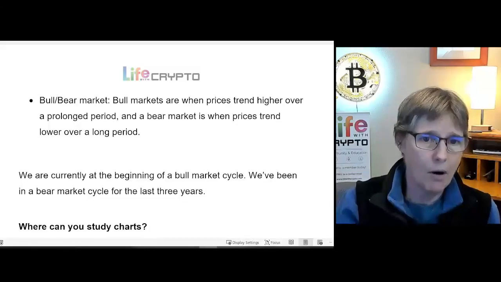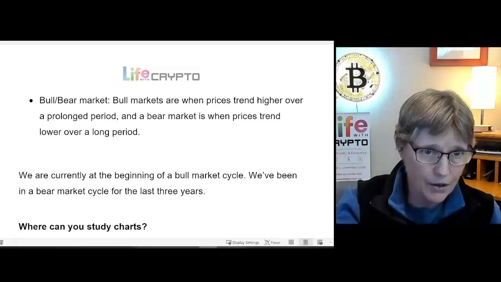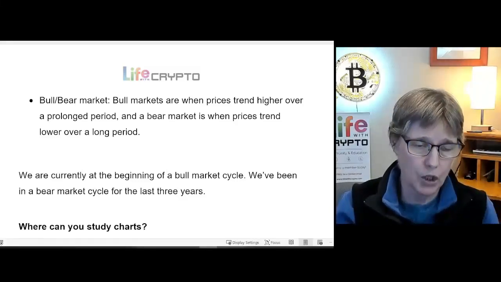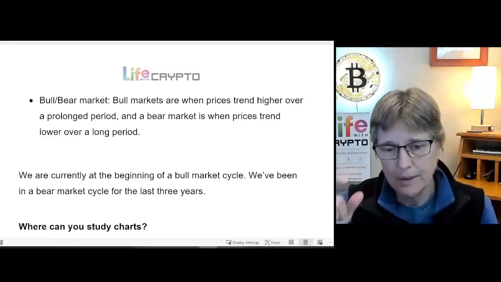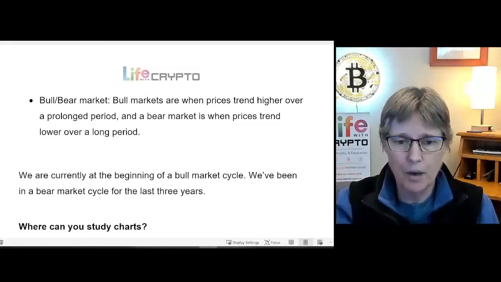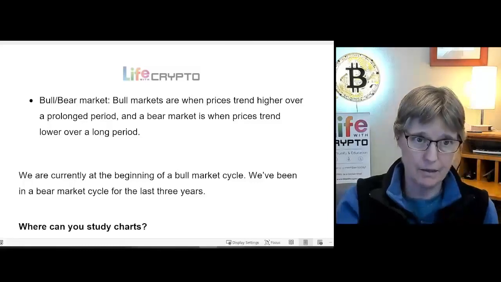Bull or bear market. Bull markets are when prices trend higher over a prolonged period of time, and a bear market is when prices trend lower over a long period of time. If we just had a little short pump, like we've had lately, and prior to that it had been bearish or flat, I wouldn't say that there's a bull market.